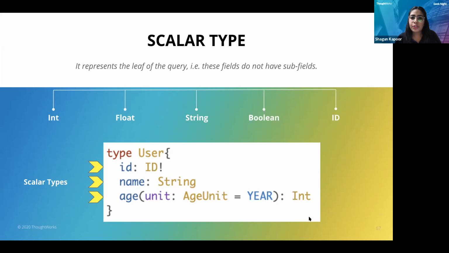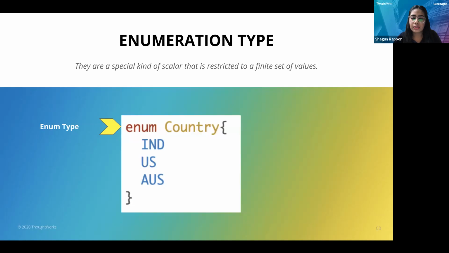Now let's move on to the last type, which is the enumeration type. It is a special kind of scalar that is restricted to a finite set of values. For example, here we have an enum type country, which has the possible values of IND, US, and AUS. It validates that any argument of country type will always have one of these allowed values.